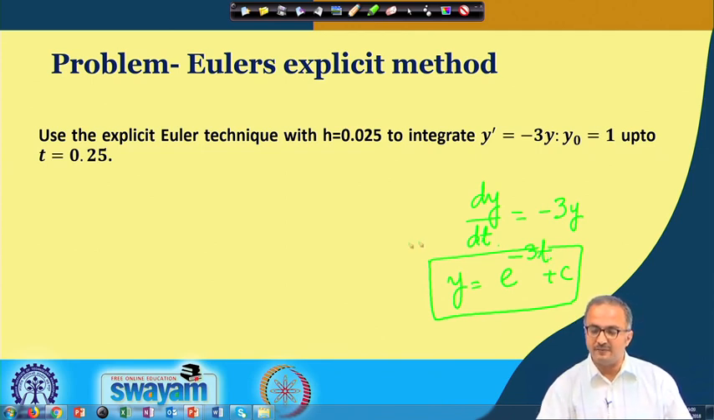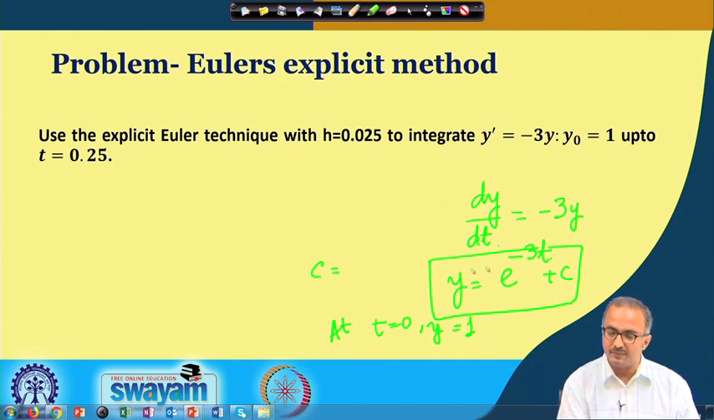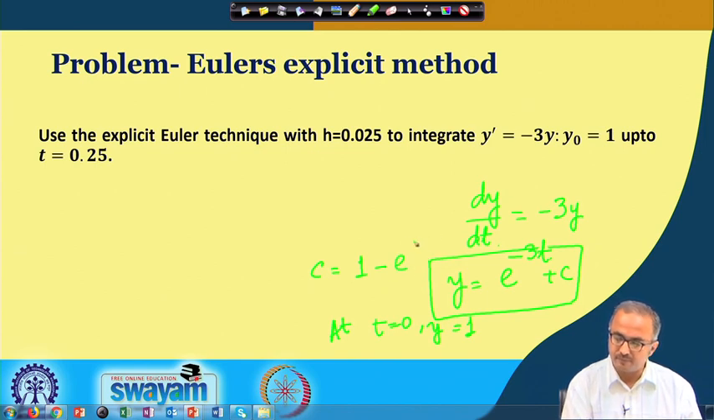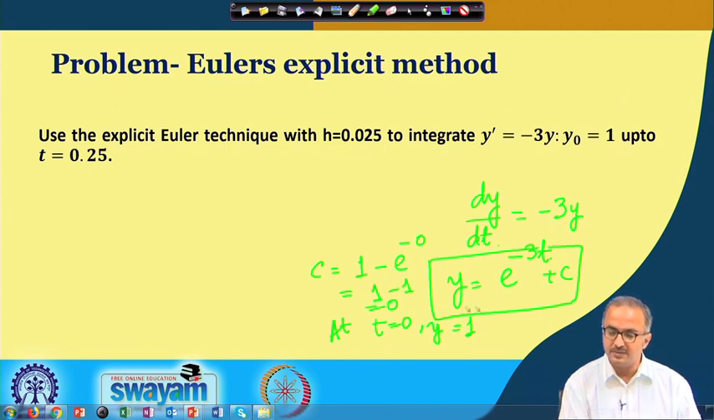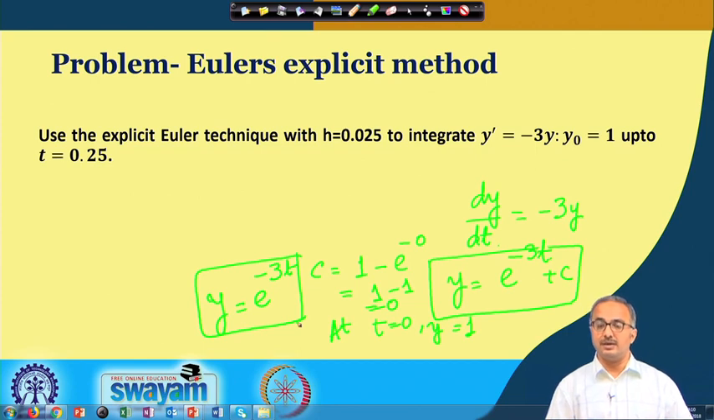Okay. Now, once you have this particular analytical solution, you can also find the value of c from the given condition. For y naught, that means at t equal to 0, y is given as 1. So, you can put this value in, and you can see that c is equal to 1 minus e to the power minus 0, that is 1 minus 1 equal to 0. That means your solution is e to the power minus 3t. Okay. So, this is the exact solution.